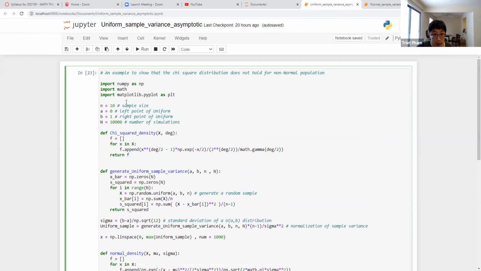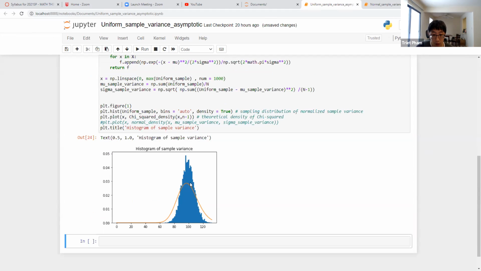And even when you push n to 100, which is when we say n goes to infinity, both are pretty normal, except they don't fit. So again, this reinforces my message that a non-normal population does not give a chi-square distribution. But this is a separate statement from saying both of them tend to some kind of normal when n goes to infinity. Any question here?